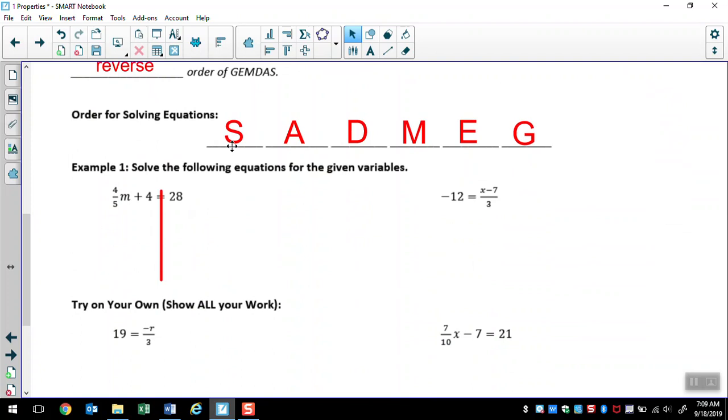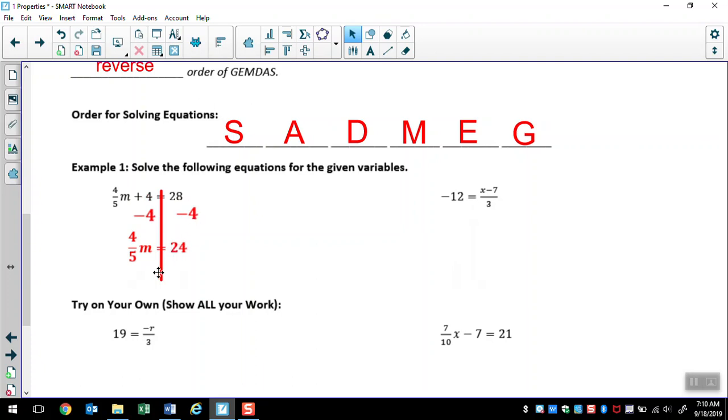All right, so first thing we want to do is undo any subtraction or addition. So I've got some addition, let's undo that. We undo that by using the inverse. So the inverse of adding 4 is subtracting 4. You can subtract 4 from both sides. And we end up with 4/5 m is equal to 24. So now I have this expression left. These canceled out. 28 minus 4 gave me 24.